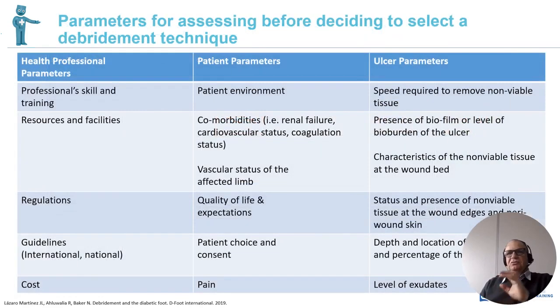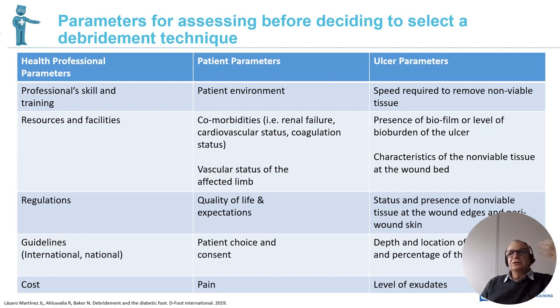So what do we need to take in consideration? We need to look at ourselves, we need to look at the patients, and we need to look at the wound itself. Do we have enough skills and training, resources? Are we abiding to our protocols, and what is the cost involved? If we're looking at the patient, what's happening with the patient? Is he in a lot of pain? What are his choices or her choices?